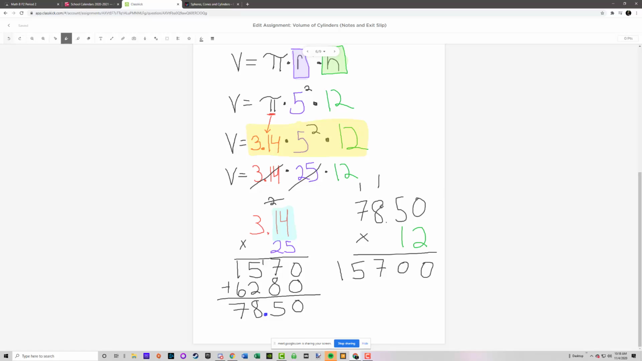Oop, I don't know why that happened. Come down here, put the 0. 1 times 0 is 0. 1 times 5 is 5. 1 times 8 is 8, and 1 times 7 is 7. We add them all up, and we get 0, 0. 7 plus 5 is 12. 1 plus 5 is 6. Plus 8 is 14. 1 plus 1 is 2. Plus 7 is 9.